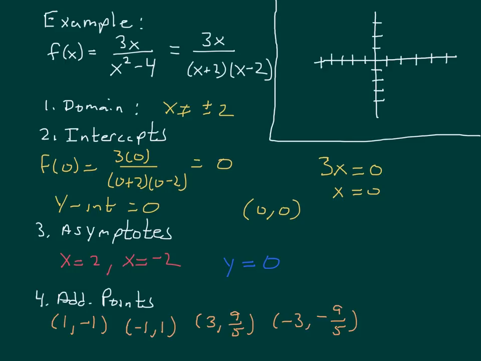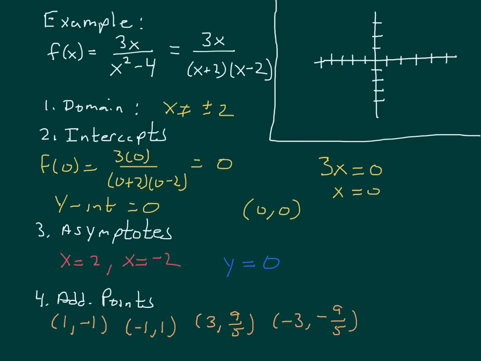Welcome back. When we evaluated this function f of x at our various points, when I plug in a 1, you should have gotten -1. When I put -1 in, you should have gotten a 1. When I put 3 in, you should come up with the point (3, 9/5). And when I put in -3, I should get (-3, -9/5). So those were the 4 points that we have.